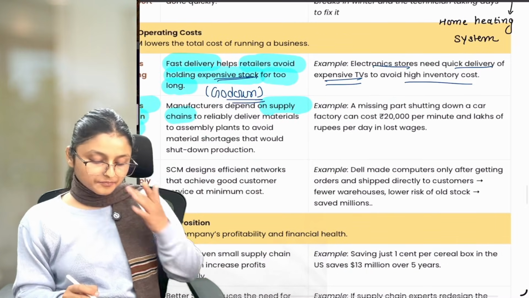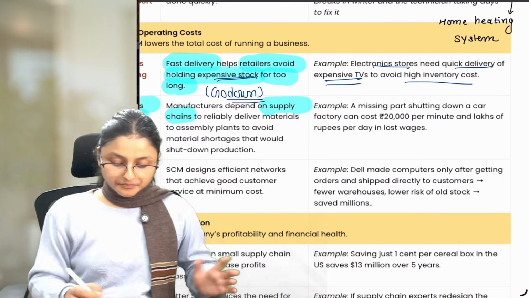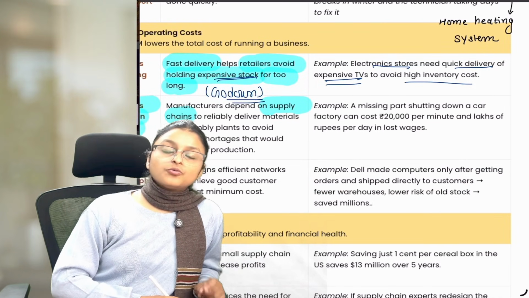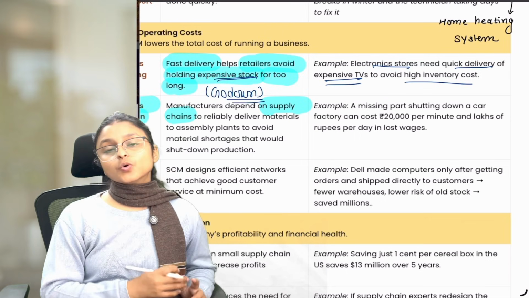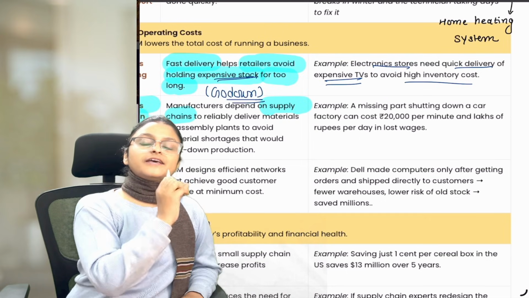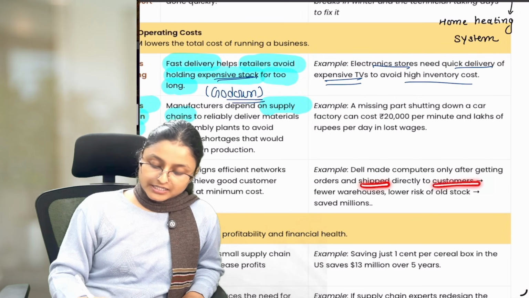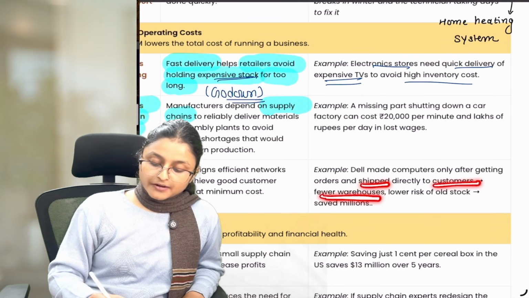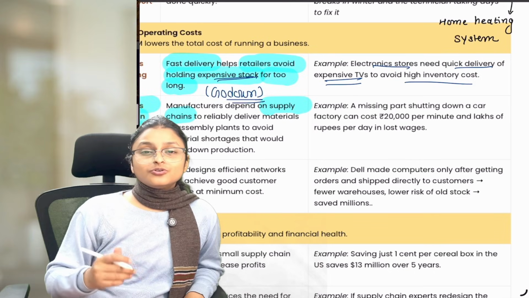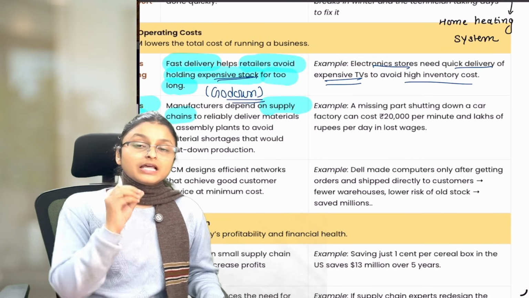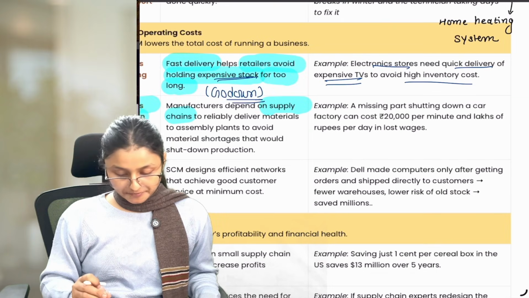Like we can take the example of Dell. Dell made computers only after getting orders. Whenever they get the order, only then they make the product. They are not holding it in inventory. So they are saving a lot of inventory holding cost. And they ship directly to the consumer. They have fewer warehouses because there is no need of a lot of warehouses as they are not producing beforehand. They are producing only when the order has come.